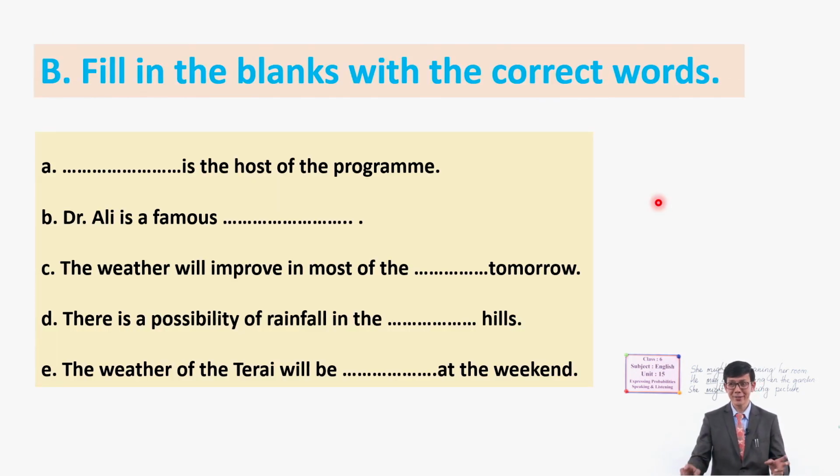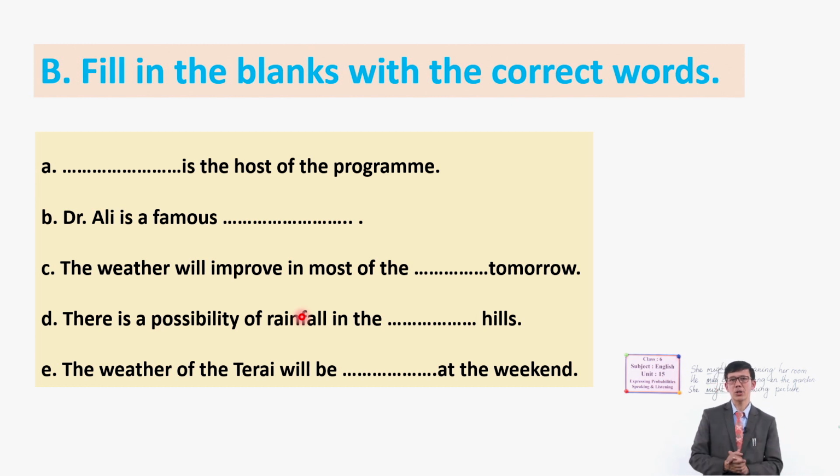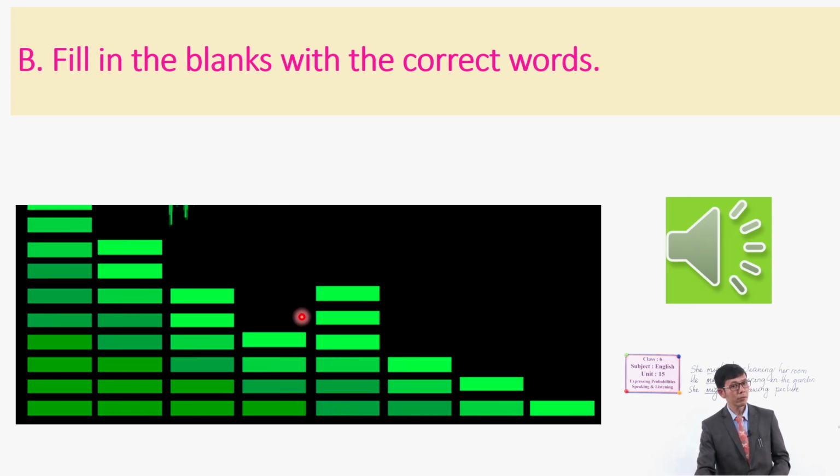So now let's go to the exercise given in your textbook. What is given there? Right, you have to fill in the blanks with the correct words. Please look quickly at these exercises. Is the host of the program. Dr. Ali is a famous word. And the weather will improve in most of the tomorrow. And there is a possibility of rainfall in the hills. And the weather of the Tarai will be at the weekend. These are the things. Some information is missing there. Now we will listen and find the actual information. Here we go, listening to the audio for the first time.